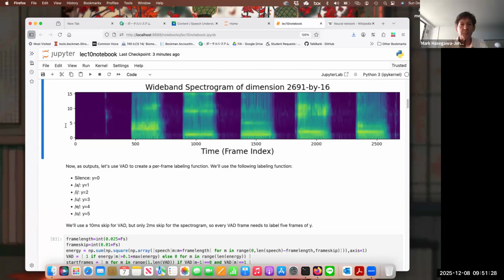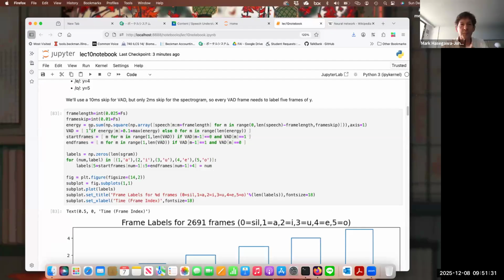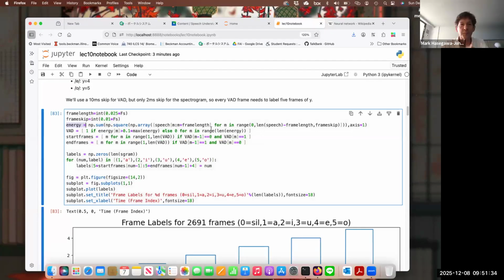And so I can do that using the voice activity detection that we discussed last time. I'll create an energy vector, which is just the sum of the squares of the samples in each frame. I'll use a longer frame, in this case, a 25 millisecond frame length and a 10 millisecond frame skip. So the frame here corresponds to 5 times the duration of the original frame. And for each of those frames, I'll calculate a 1 if the energy is greater than 10% of the maximum, otherwise a 0. And then I'll set the start frame to be places where the VAD goes from 0 to 1. The end frame are the places where the VAD goes from 1 to 0.